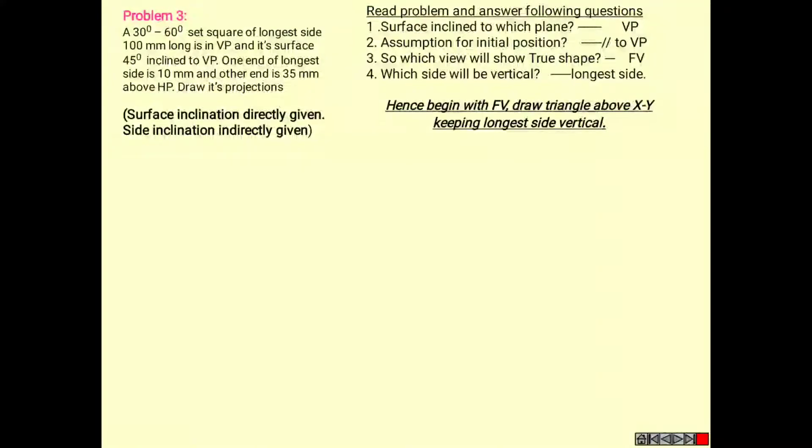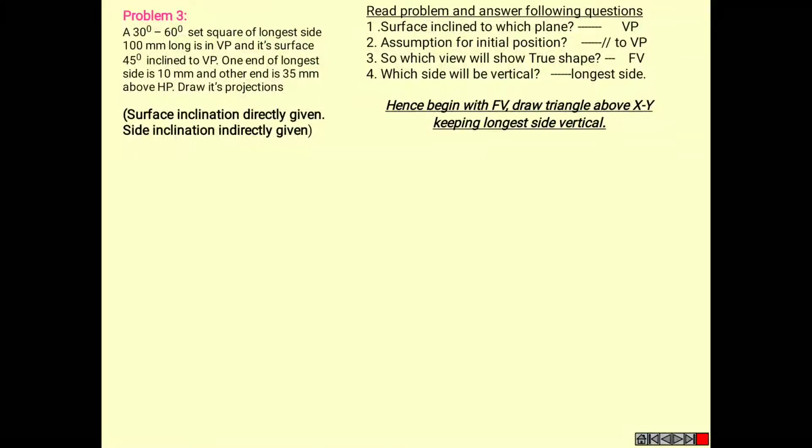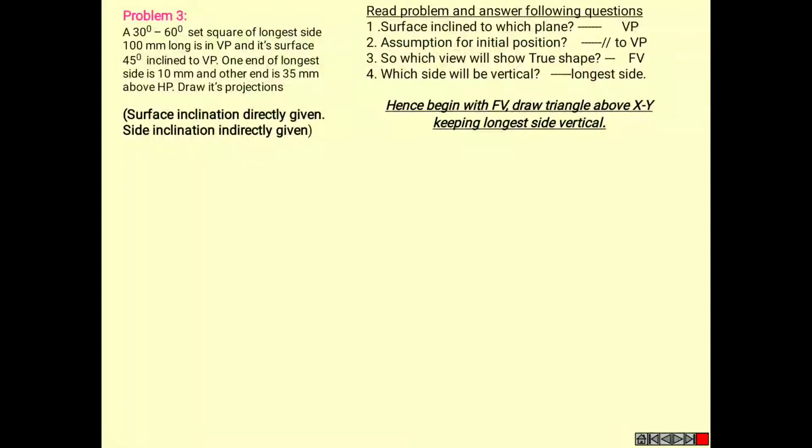So by reading the problem, answer the following questions. The surface is inclined to which plane? It is inclined to VP. Assumptions for initial position: parallel to VP. Which view will show the true shape? The front view, obviously. Which side will be vertical? Obviously the longest side. So hence begin with the front view. Draw the triangle above XY, keeping the longest side vertical. The same case as your previous problem.